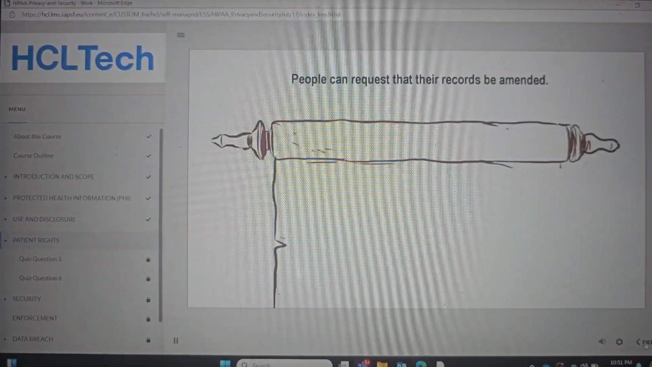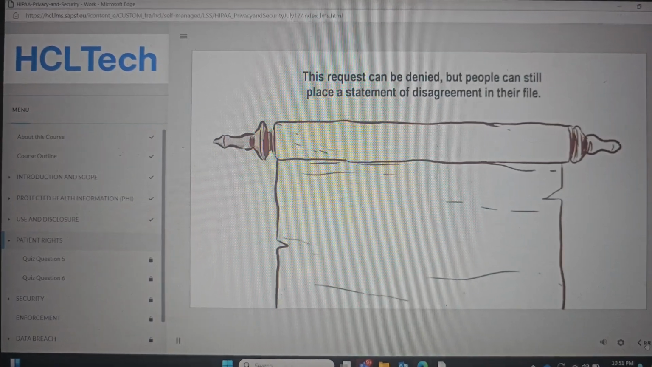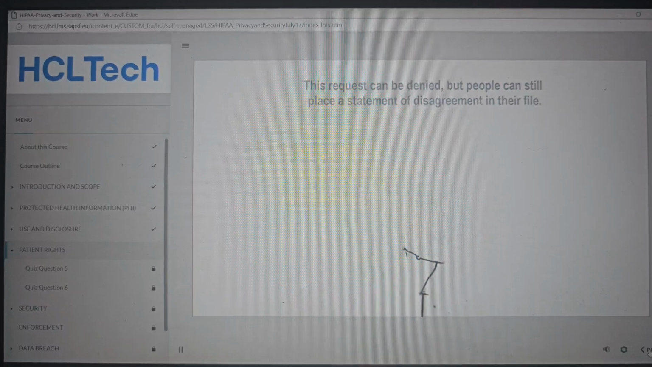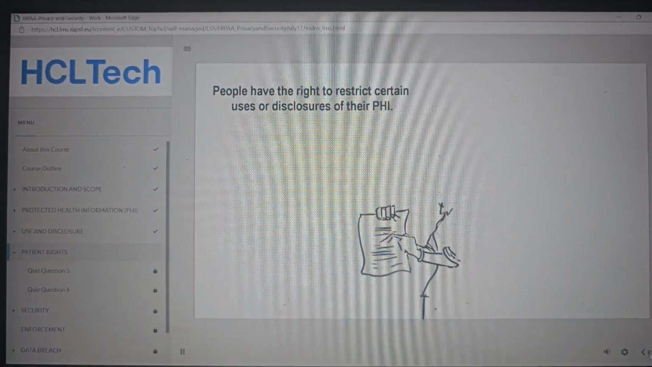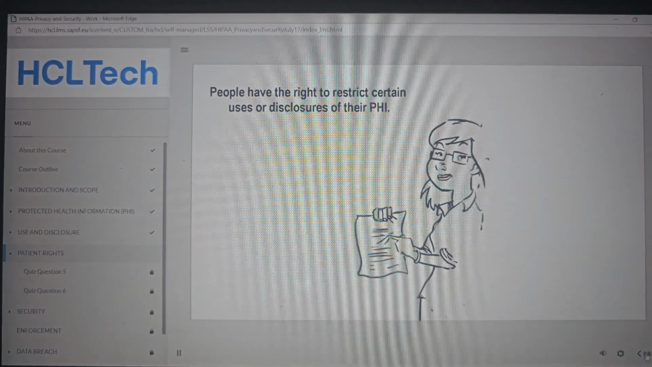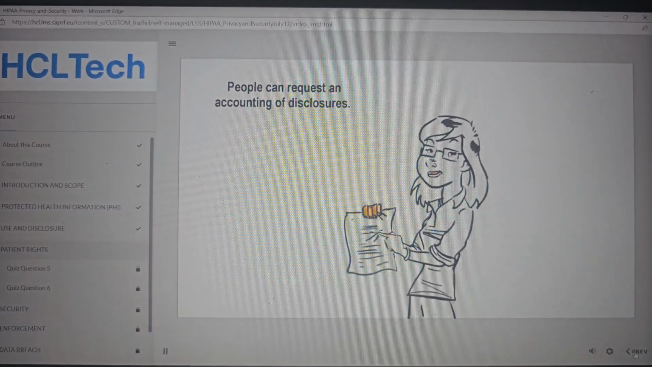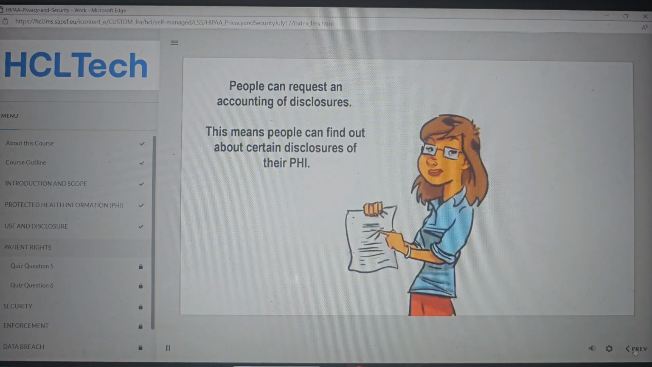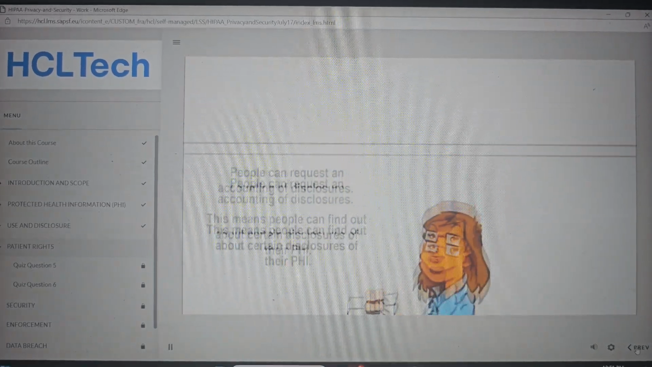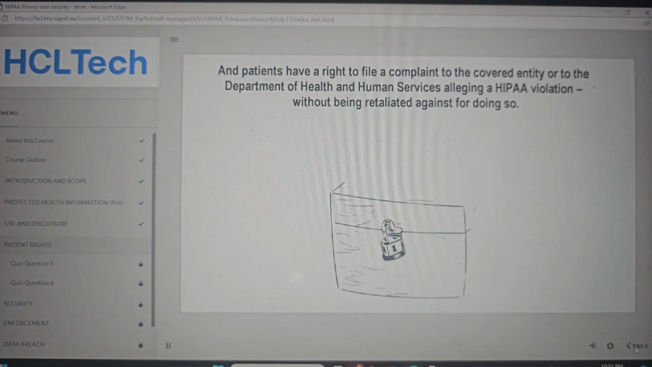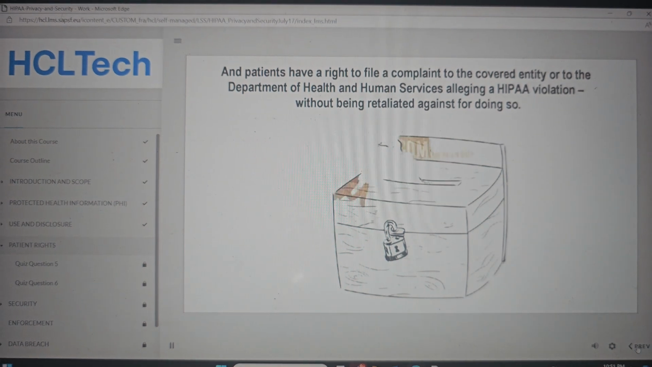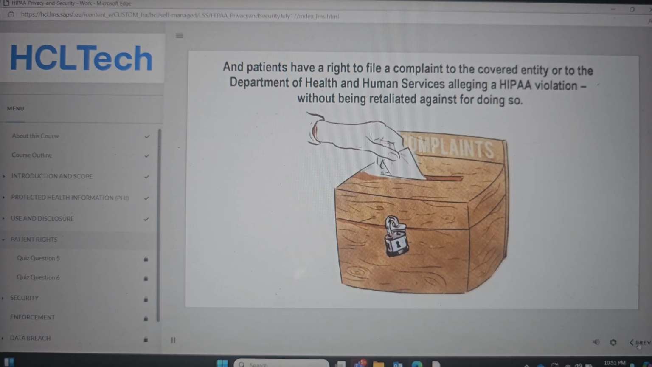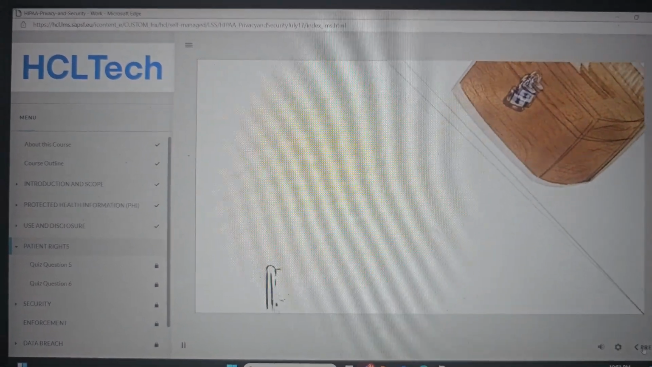People can request that the records be amended. This request can be denied, but people can still place a statement of disagreement in their file. People have the right to restrict certain uses or disclosures of their PHI. People can request an accounting of disclosures. This means that people can find out about certain disclosures of their PHI. And patients have a right to file a complaint to the covered entity or to the Department of Health and Human Services alleging a HIPAA violation, without being retaliated against for doing so.